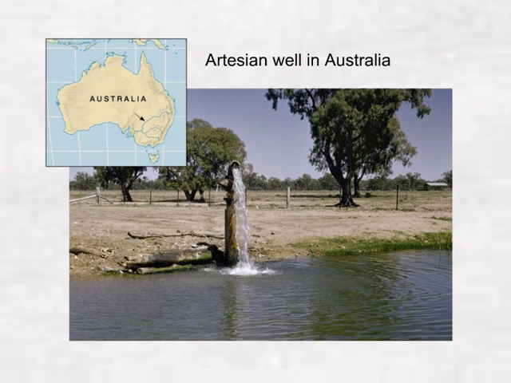This is an artesian well in Australia. Artesian wells can even be found in arid areas because the water may have come from a long way away, and it can be a very important source of water in arid places.